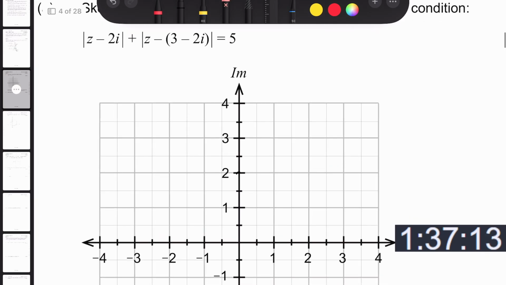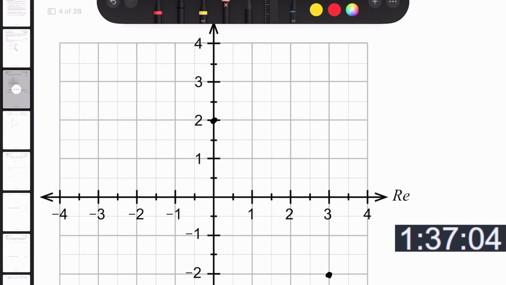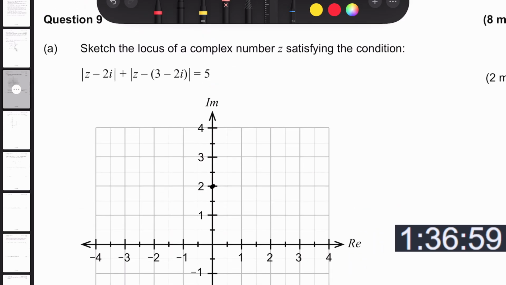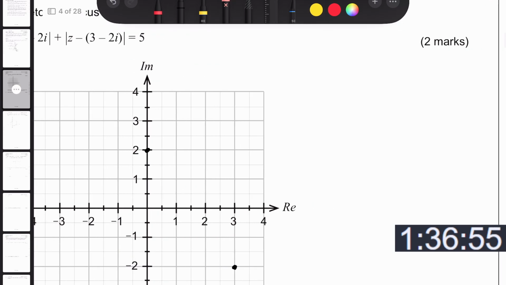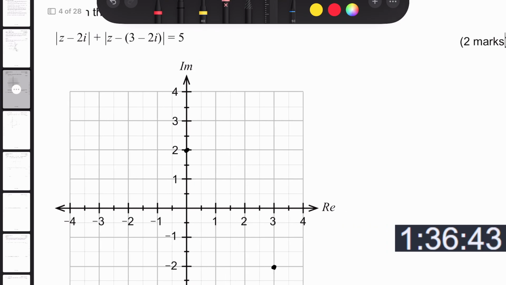Okay, sketch the locus satisfying the condition. So we have z minus 2i, so we have a point there, and then 3 minus 2i, so a point there. When you add these together, you get 5. Now the distance between them is going to be 3, 4, so the square root of 3 squared plus 4 squared is going to be 5 because it's a 3, 4, 5 triangle.